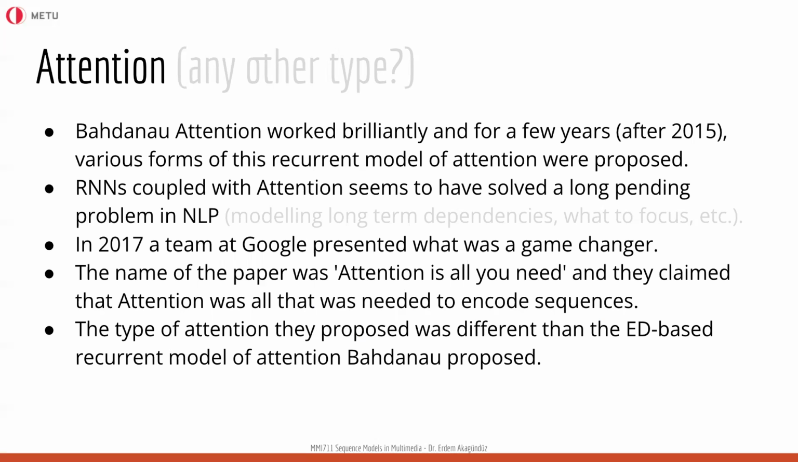Okay. So various forms of this recurrent model of attention were proposed and are still being used today in time series problems and to analyze time series problems. RNNs coupled with attention seem to have solved a long-pending problem in NLP, which is modeling long-term dependencies. However, this changed in 2017 when a team at Google proposed the idea of transformers with a new form of attention.